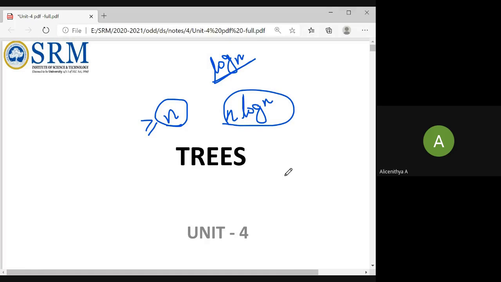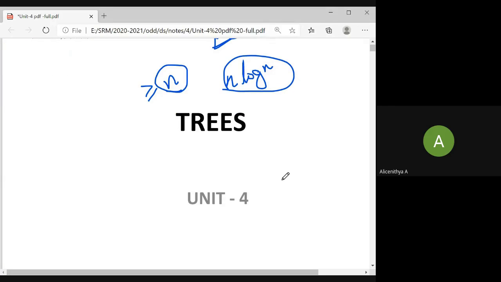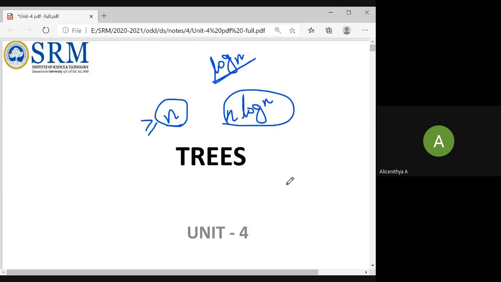Even though it is very easy to implement everything with a linear data structure, the reason why we go for a non-linear data structure is that the time required to execute the problem will be much reduced, and obviously the space required as well.